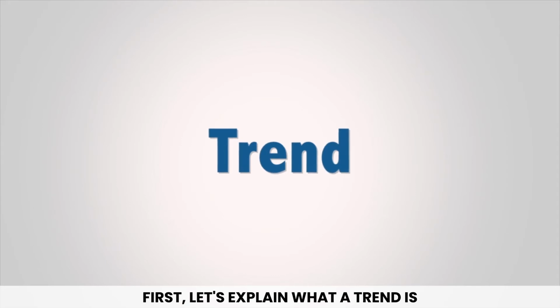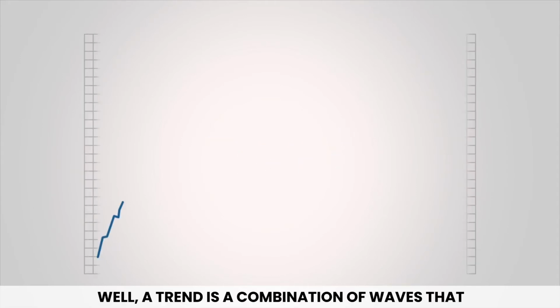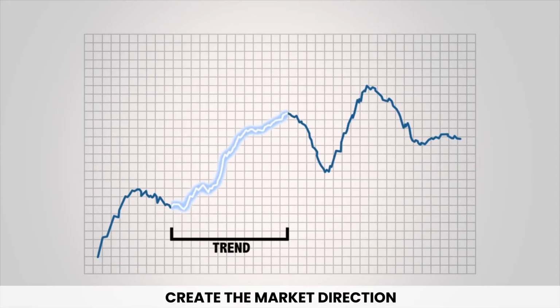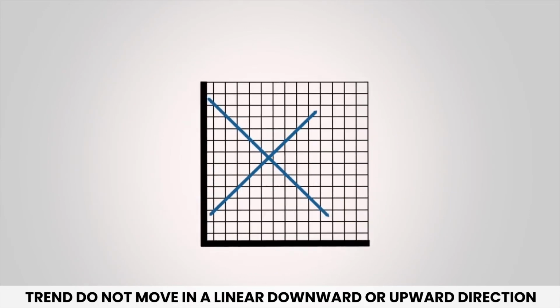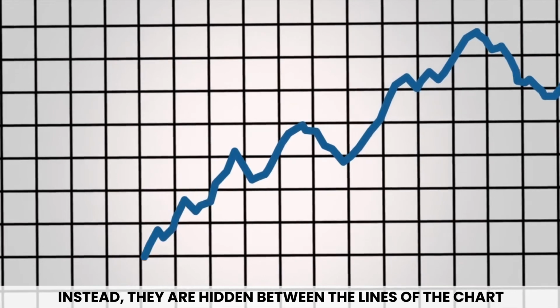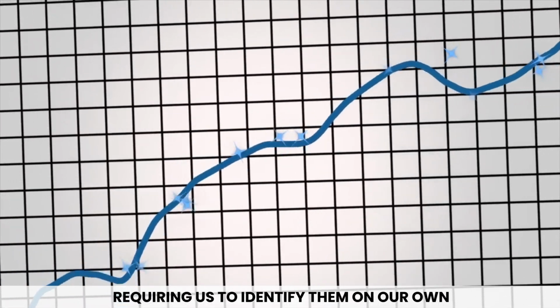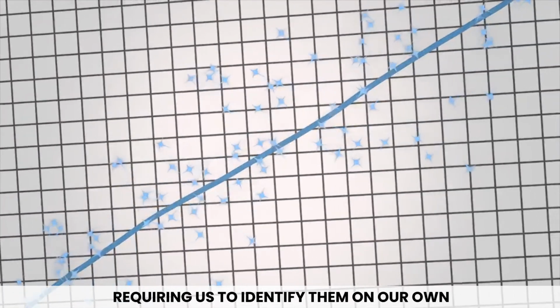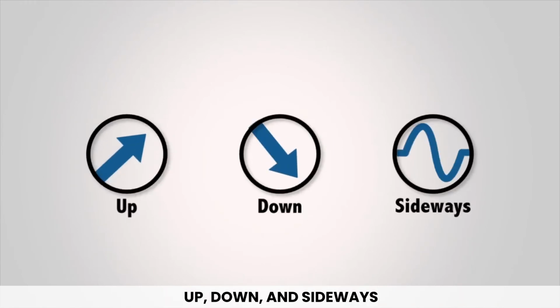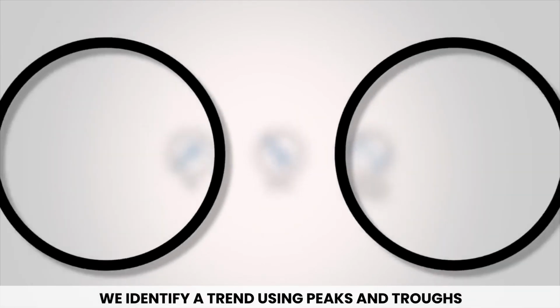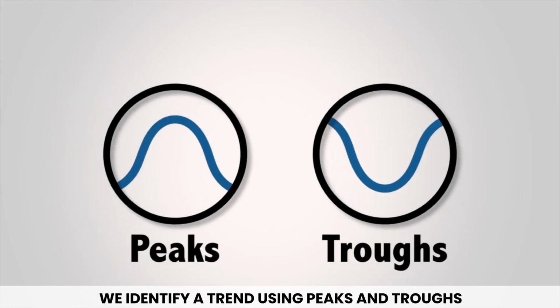First, let's explain what a trend is. Well, a trend is a combination of waves that create the market's direction. Trends do not move in a linear downwards or upwards direction. Rather, they are hidden between the lines of the chart, requiring us to identify them on our own. There are 3 possible directions a chart can move in: up, down, and sideways. We identify a trend using peaks and troughs.